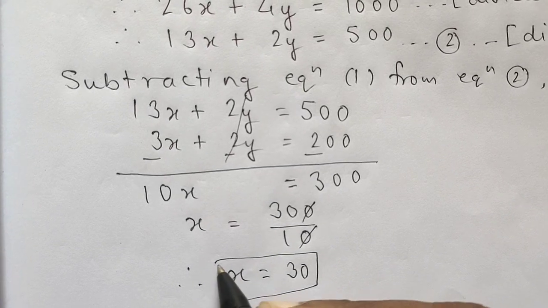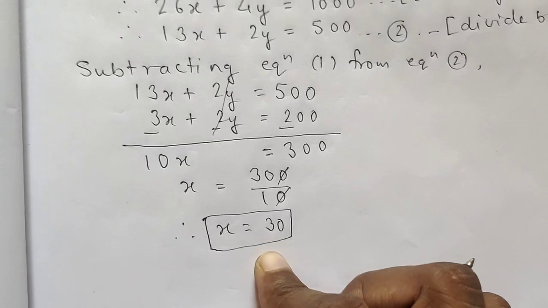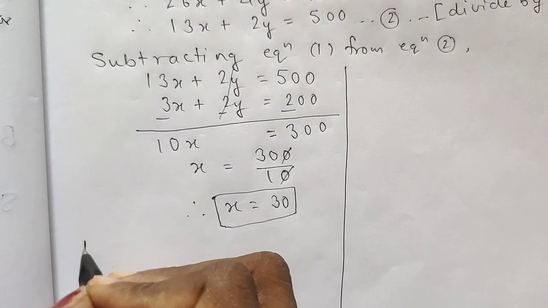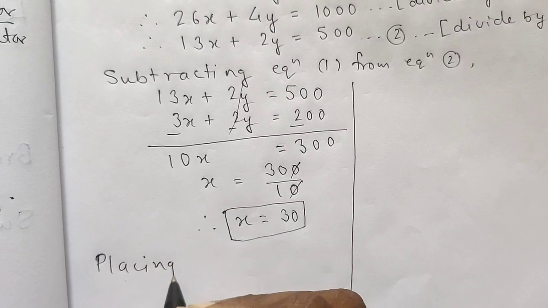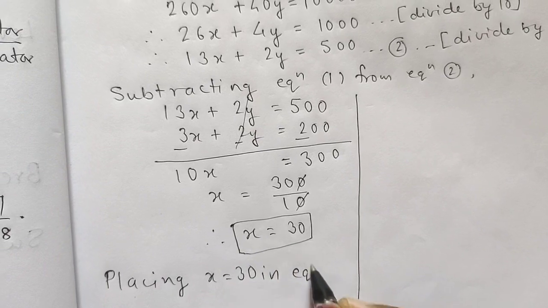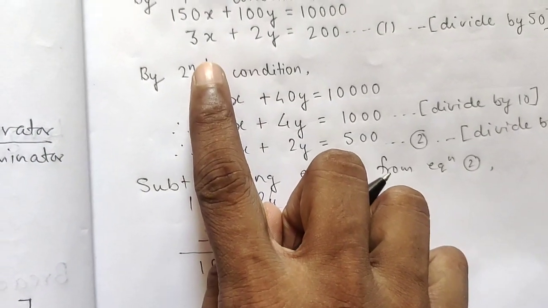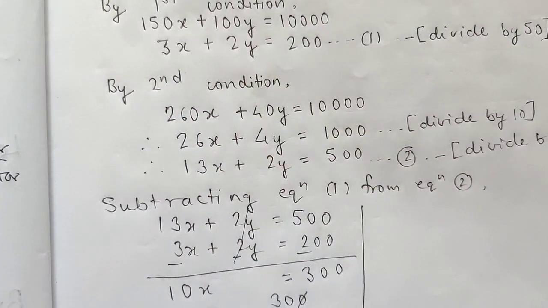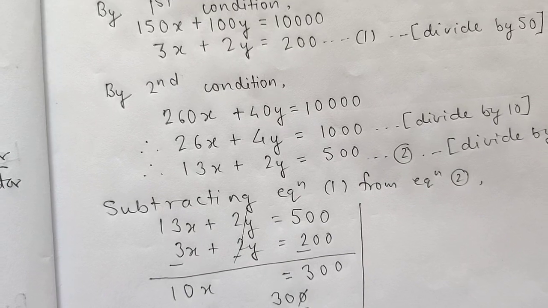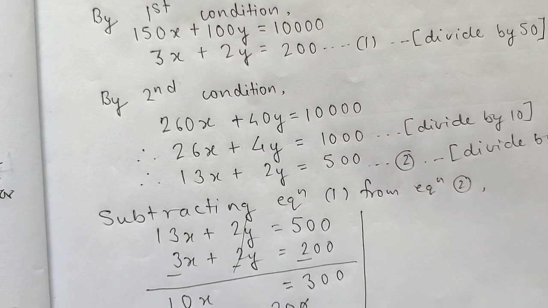So what does it mean? Your weight of box A is 30 kg. Now we need to find out y also, so let us do that. Placing x is equal to 30 in equation number 1. Now see what is the equation number 1, 3x plus 2y is equal to 200. So in this equation we have to write, in place of x we are going to write 30 plus 2y is equal to 200.